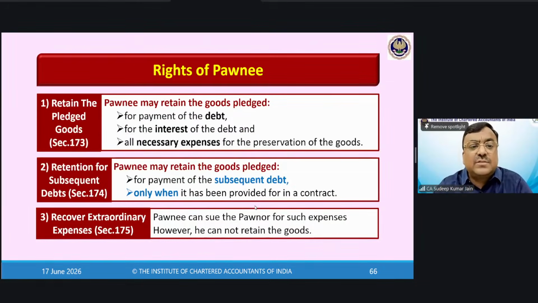Retain the pledged goods. The pawnee may retain the goods pledged for the payment of debt, for the payment of interest on the debt, and all necessary expenses for the preservation of the goods. Retention for subsequent debts: the pawnee may retain the goods pledged for payment of a subsequent debt only when it is provided in the contract. That is, he can retain goods for another loan also, but this should be clear in the agreement, that there is a right of general lien. It must be written that there is a right of general lien, otherwise not.